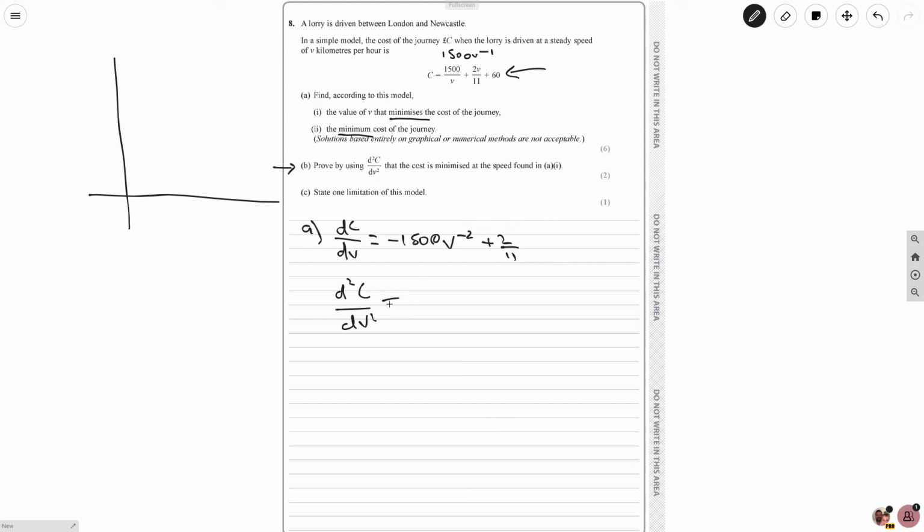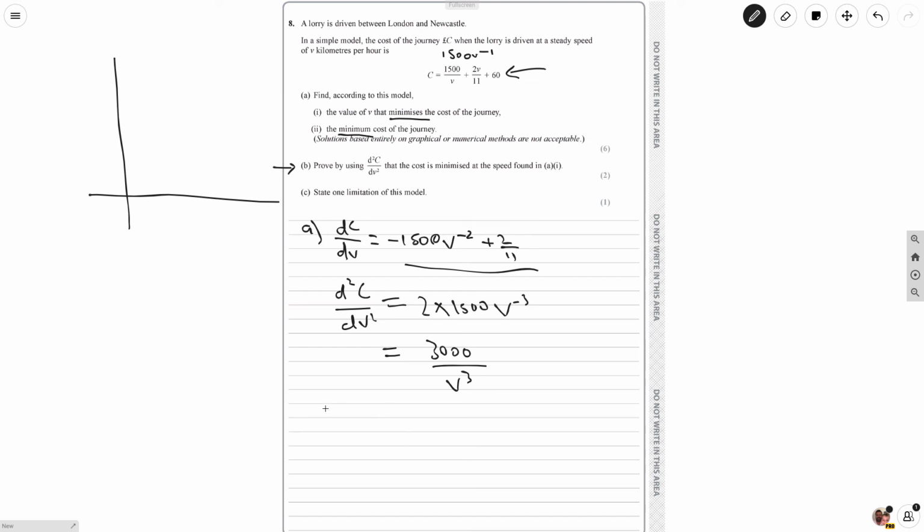But we've got to come up with the second derivative first. So I'm going to differentiate this. I'll bring the -2 down. So that's going to become 2 times 1500. The 2 negatives cancel out, v to the -3. And then 2/11 is just a number, so that disappears. So we get 3000 v to the -3. Again, it might be easier to just write that as this.